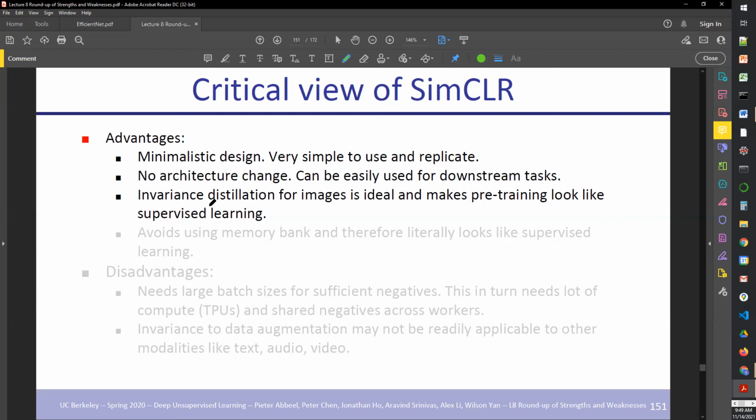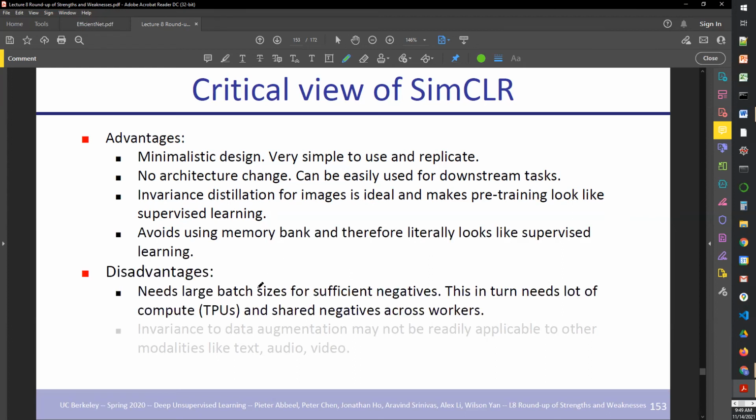And then again, the same advantage as MoCo: you're in the same space for the model used for downstream tasks, and the invariance is the same, or they take the same approach as for supervised learning. Don't use the memory bank, and it literally looks like supervised learning. We talked about the disadvantage already. It needs the large batch size. You introduce the coupling again to negatives being in the batch, and you need a lot of TPUs.